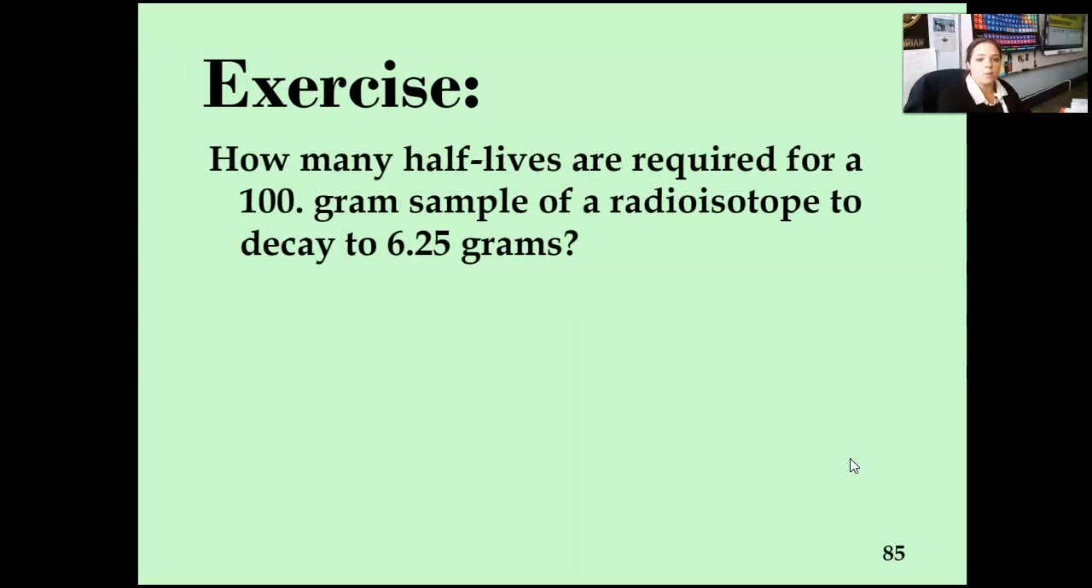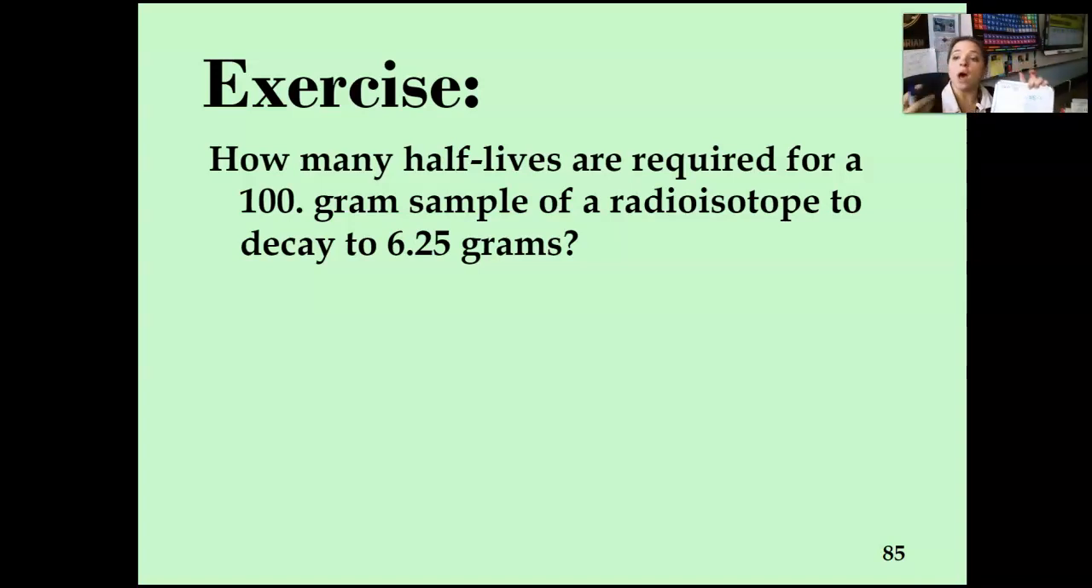This one says, how many half-lives, how many arrows, are required for a 100-gram sample of a radioisotope to decay to 6.25? Here's what we're going to do. We're going to start with 100 grams. I'm going to put mass up here just so you know that it is grams throughout, and I'm just going to write the numbers down. I'm going to start at 100 and put an arrow. Half of 100 is 50. I've got to get to 6.25. Half of that is 25. Half of 25 is 12.5. Half of 12.5 is 6.25. I've reached where I needed to get.